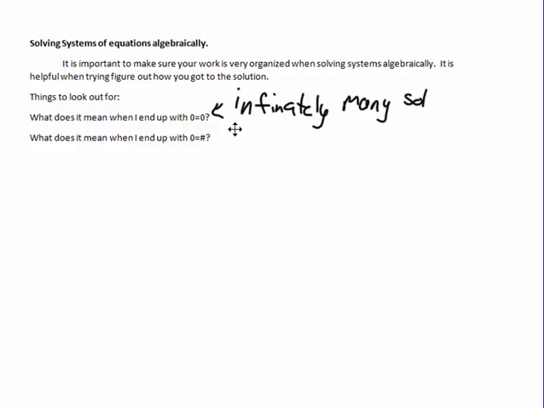And then what does it mean when I end up with 0 equals a number? Well, when does 0 equal 7, for example? Well, that never happens. So for this one here, if I ever end up in this situation, there's no solution whatsoever. So, again, some key characteristics to look out for if and when we do come across that.